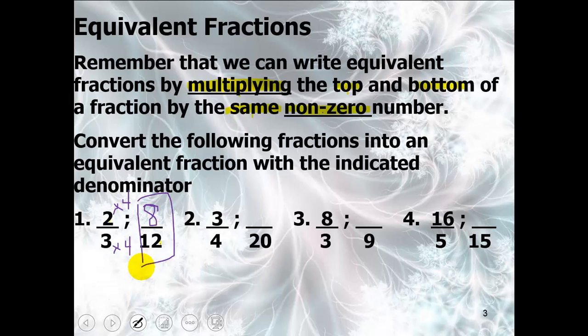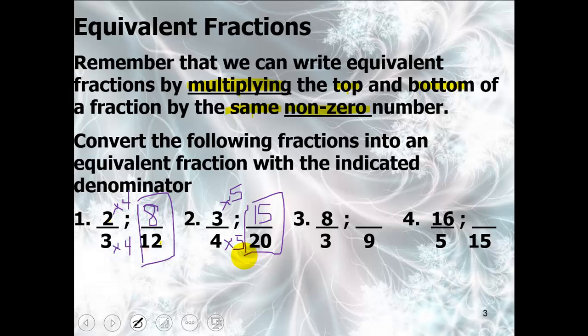Number 2, I want to rewrite 3/4 as an equivalent fraction in 20ths. So what do I have to multiply 4 by to get 20? Well, that's 5. So that means I have to multiply 3 by 5, and that's 15. The equivalent fraction is 15 out of 20. Why don't you hit stop for a second, and I want you to do 3 and 4 on your own, and then come back and see if you got them right.